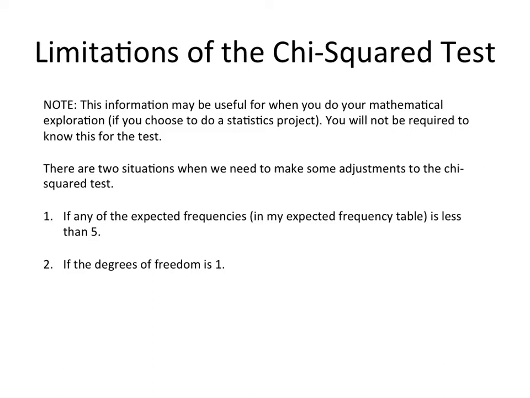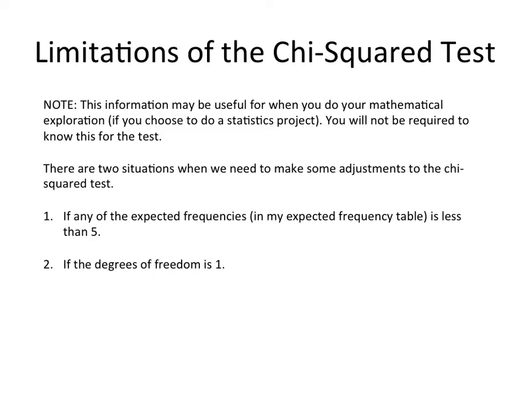Alright, so the chi-squared test that we've done so far is used to show whether two variables are independent or not, but there are some situations when we need to make some adjustments because they might give us a false conclusion. The first situation is when we have an expected frequency table and some of the expected frequencies are less than 5. If any of them are less than 5, generally we might need to make some adjustments.